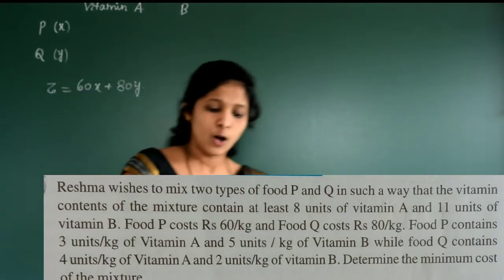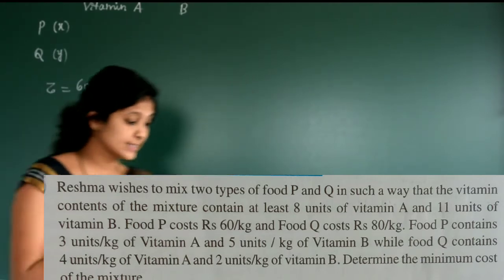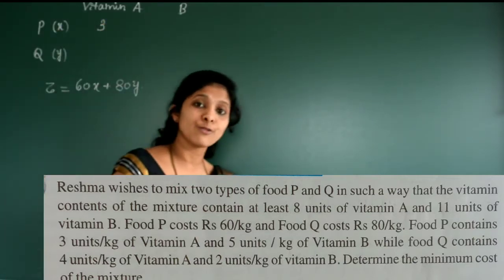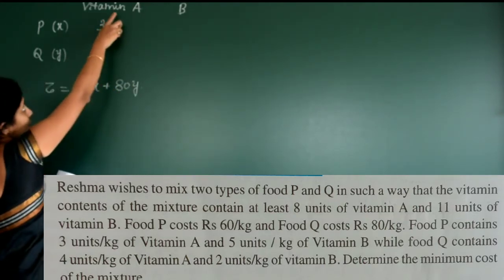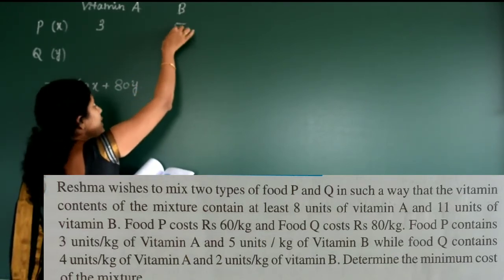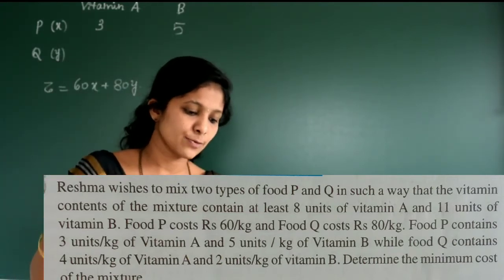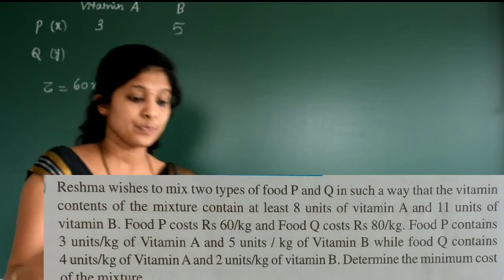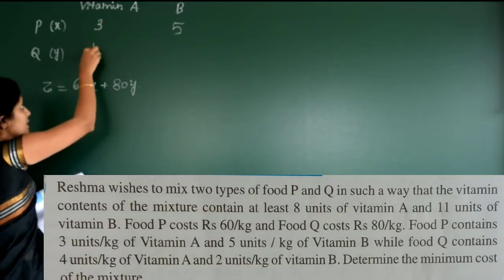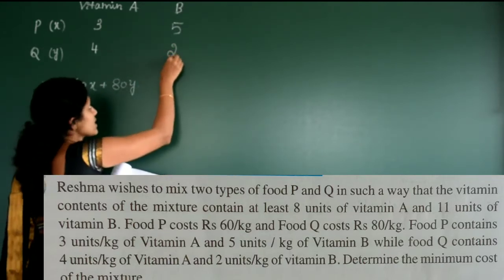So this will be the objective function. Now next, what is given? Food P contains 3 units per kg of vitamin A and 5 units per kg of vitamin B. Next, food Q contains vitamin A, how much? It is 4 units per kg, and food Q contains 2 units per kg of vitamin B. So this is 2. Is it clear?